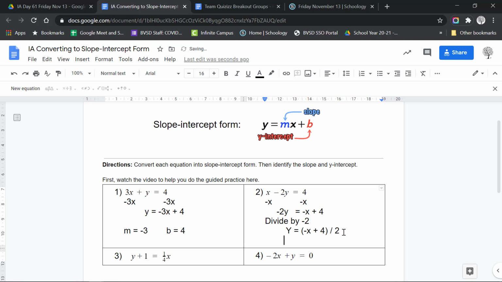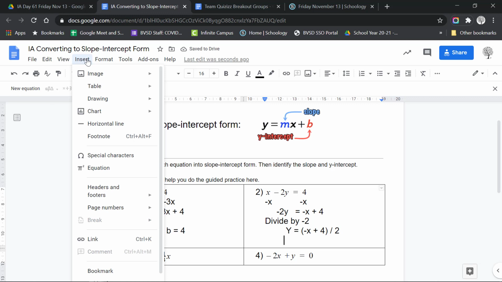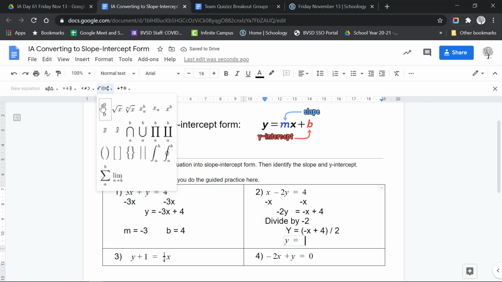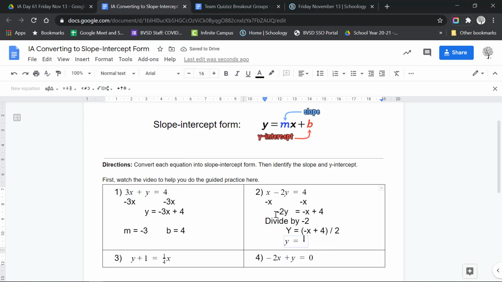Another way that you can do this if you want to be fancy is you go up here to Insert, Equation, and then you can type y equals, and it will let you make a little fraction here. So in the top of our fraction, we want to write negative x plus 4. And in the bottom of our fraction, we're going to write the 2.